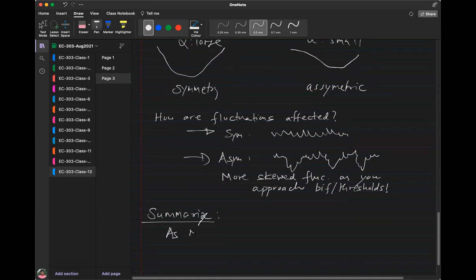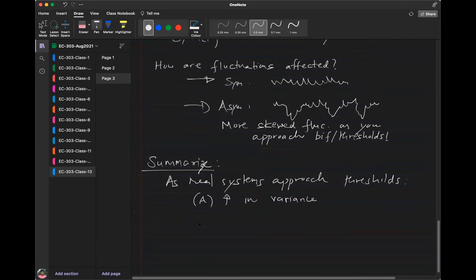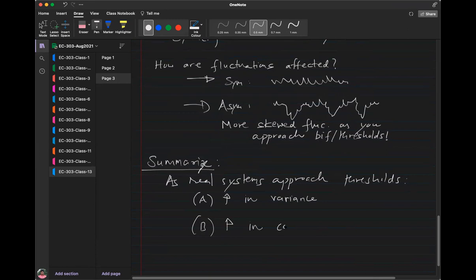as real systems approach thresholds, you can actually observe some measurable quantities, right? An increase in variance of the time series data or the state variable, and you expect an increase in correlations in data. And finally, you also expect an increase in skewness, or asymmetric fluctuations.